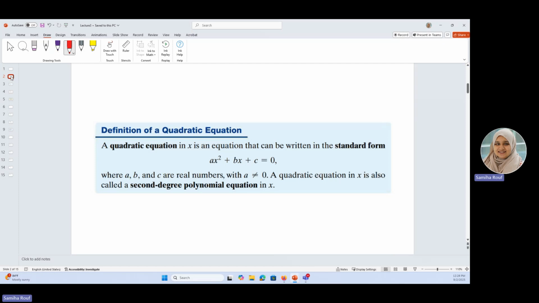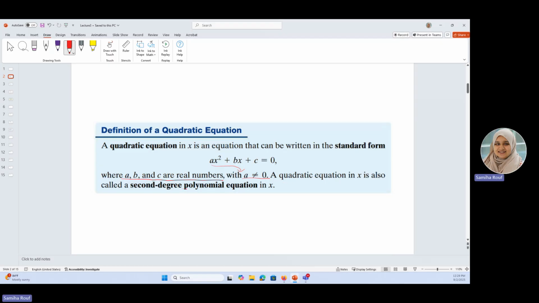The definition of what is a quadratic equation. It's an equation that can be written in this particular standard form, which is ax squared plus bx plus c equals 0, where a, b, and c are real numbers or constants. A cannot equal 0, because if a did equal 0, you don't have a quadratic equation anymore. You would actually have a linear equation.